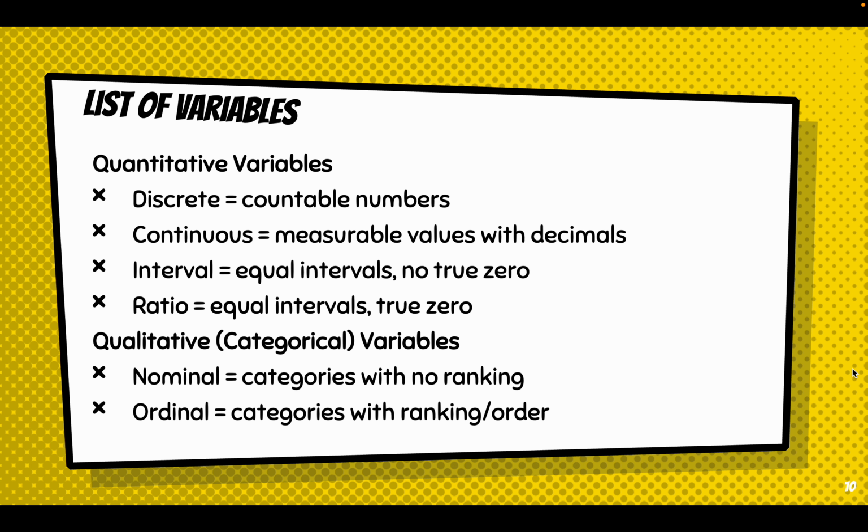So, to summarize, quantitative variables include discrete, continuous, interval, and ratio data. Qualitative or categorical variables include nominal, categories with no ranking, and ordinal, categories with a meaningful order. Understanding this helps you select the correct test later.